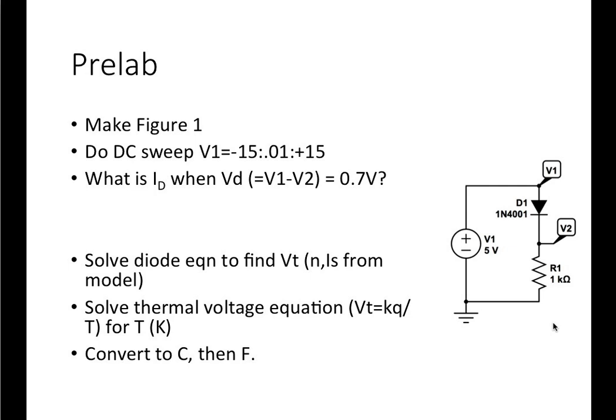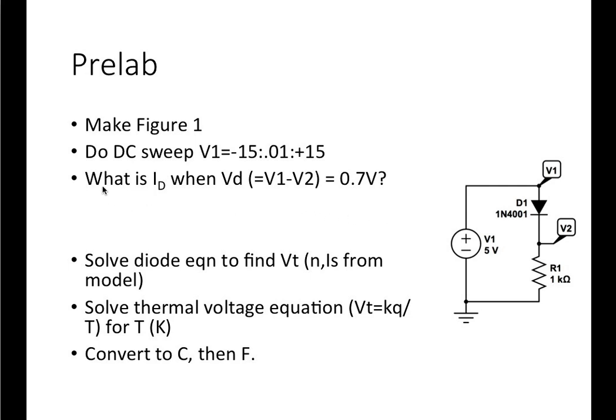Then you're going to do a DC sweep, which will automatically change V1 from negative 15 volts to negative 14.99, etc., etc. And it'll do a DC analysis for each one of those points. And then the curve that you see is actually a composite of all of those individual DC analyses.